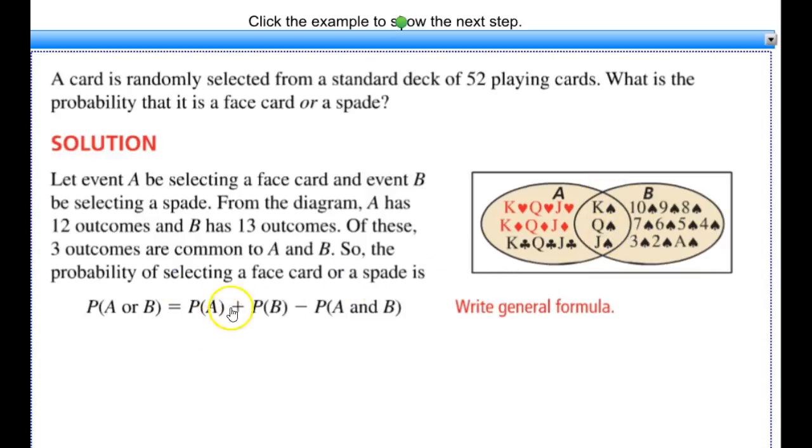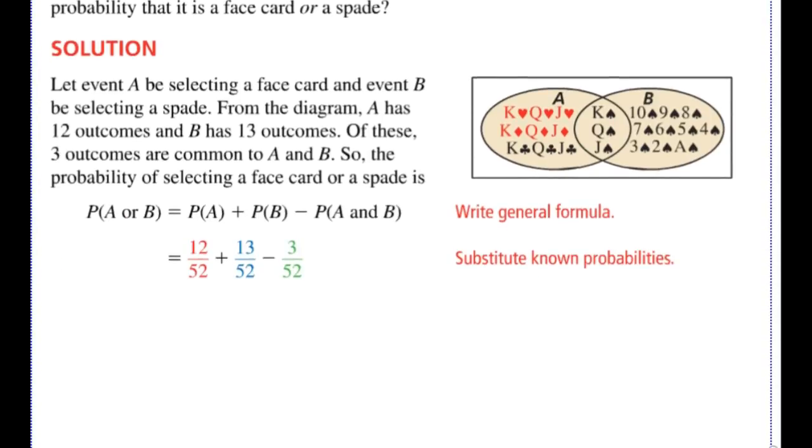So I know I have to take the probability of A occurring, plus the probability of B, and then I subtract the probability of this stuff that's in the middle. So that's my general formula. So now I just substitute what I know. So I know that 12 of my cards are face cards. I know there are 13 spades, and I know that there are 3 that are overlapped in here.